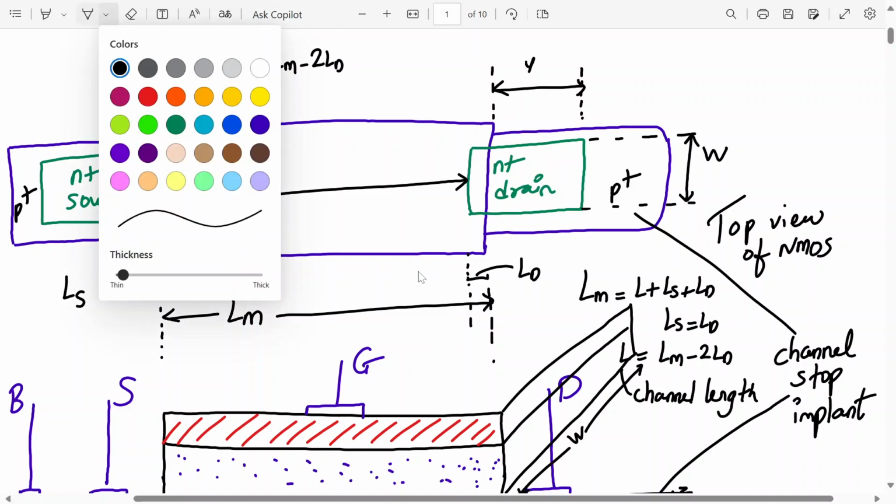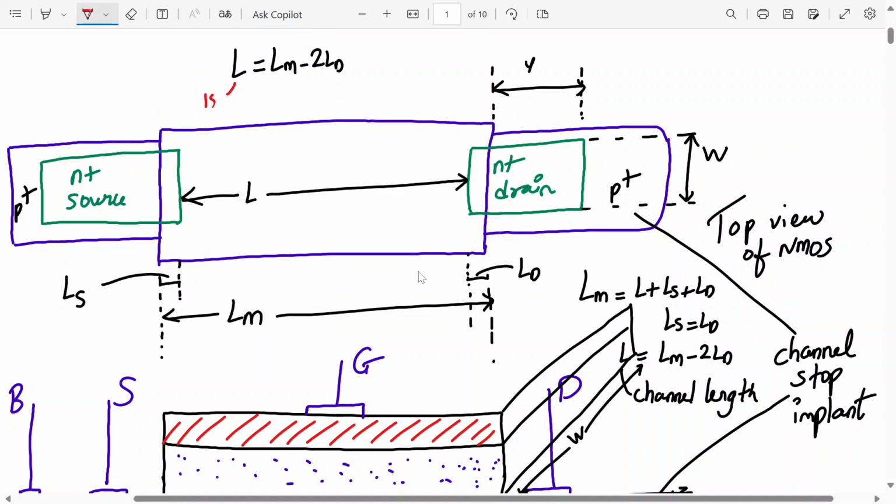So how much is this? Let's say if L is around 180 nanometer, LM will be around 182 nanometer. This LD is around 1 nanometer, a very small overlap. Here we have shown it a little bigger, as an over-exaggeration. W is the source and drain diffusion region width. What is Y? Y is called the diffusion region length. So the width of the N plus diffusion is W, and Y is the length.